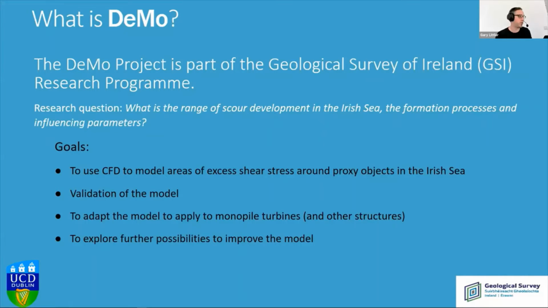And we're trying to ask, what is the range of scour development in the Irish Sea? What formation processes are involved in influencing parameters? Our goals are to use CFD to model the areas of excess shear stress around a proxy object chosen. In our case, it's going to be a shipwreck. To validate the model by comparing it to real-world observations, adapt the model to apply to monopile turbines and possibly other structures, and to explore other possibilities to improve the robustness of the model, its accuracy or applications.